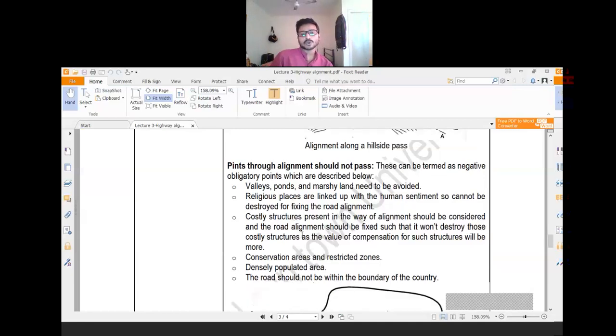The next one is costly structures. Costly structures present in the way of alignment should be considered, and road alignment should be fixed such that it won't destroy those costly structures. Suppose some costly structure is there, some heritage place is there. In that case, you can slightly deviate your highway alignment so that all this construction remains intact and is not destroyed by the alignment process.